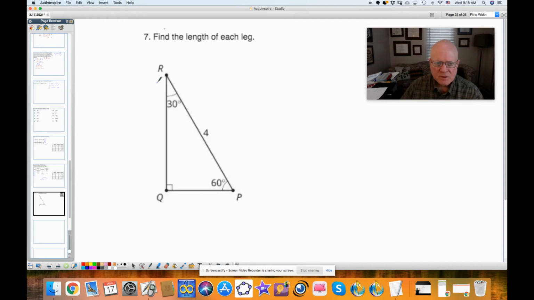And last we have this one, find the value of each leg. I'm going to draw my 30, 60, 90 right triangle over to the side, where the hypotenuse is double the shorter leg, and the longer leg would be the square root of 3 times the shorter leg. Since the hypotenuse is 4, this would be 2, and 2 times the square root of 3.